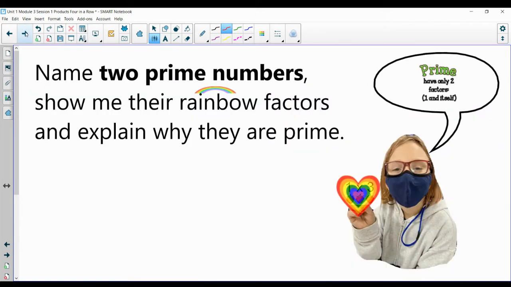So what we did too is, let's say we thought about 2 prime numbers, and then showed me the rainbow factors. Remember that prime numbers have only 2 factors, 1 and itself. And again, you might want to try this and pause it, and then I'll go over a couple of them.